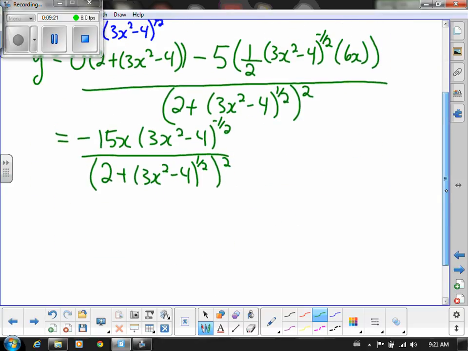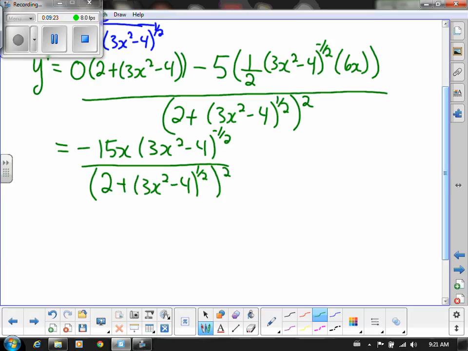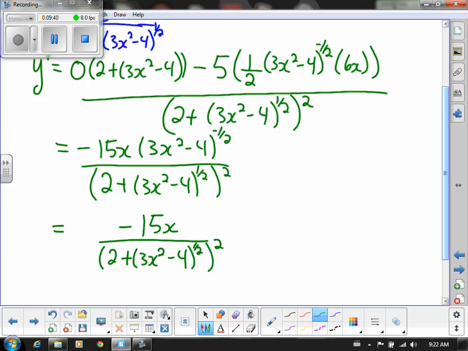We have one last cleanup step here that we can do. So that power of 1/2 can go down. So I have negative 15x all over bracket 2 plus 3x squared minus 4 to the 1/2 squared. It's very tempting to want to put this squared in to undo this half, but we can't do that because it is plus 2 over there. So that's preventing us. This is as far as we can simplify this expression.